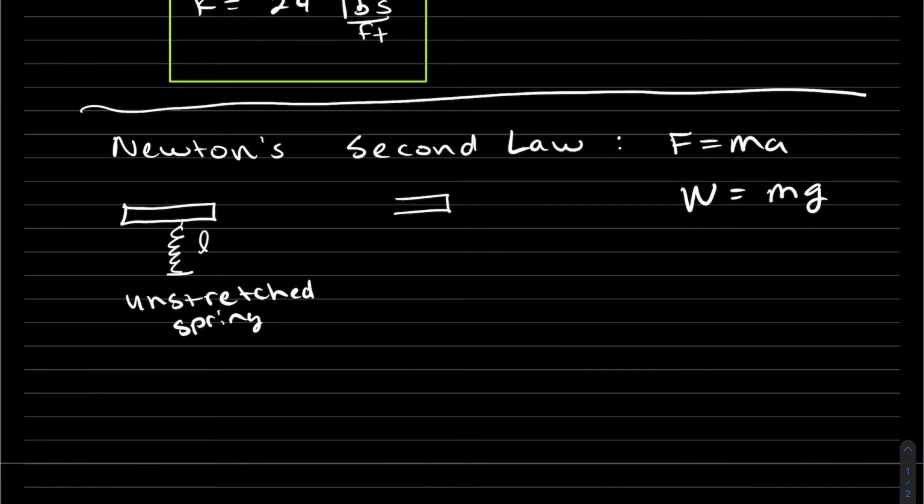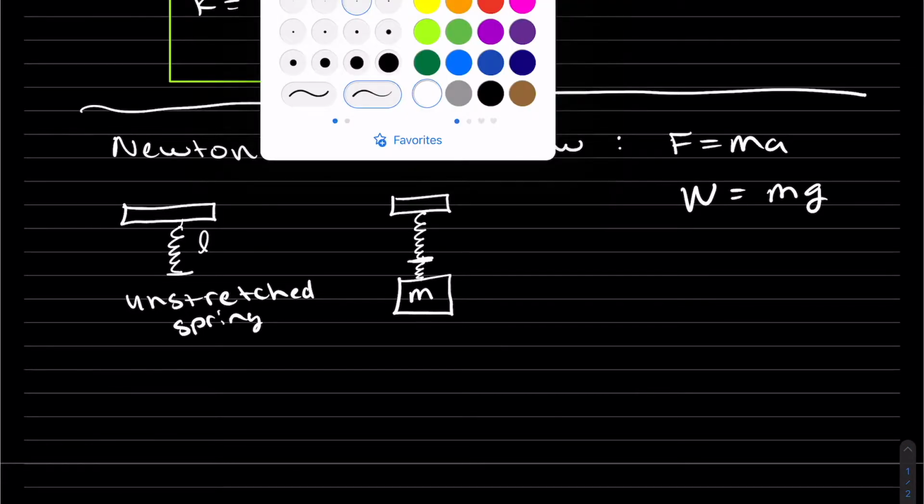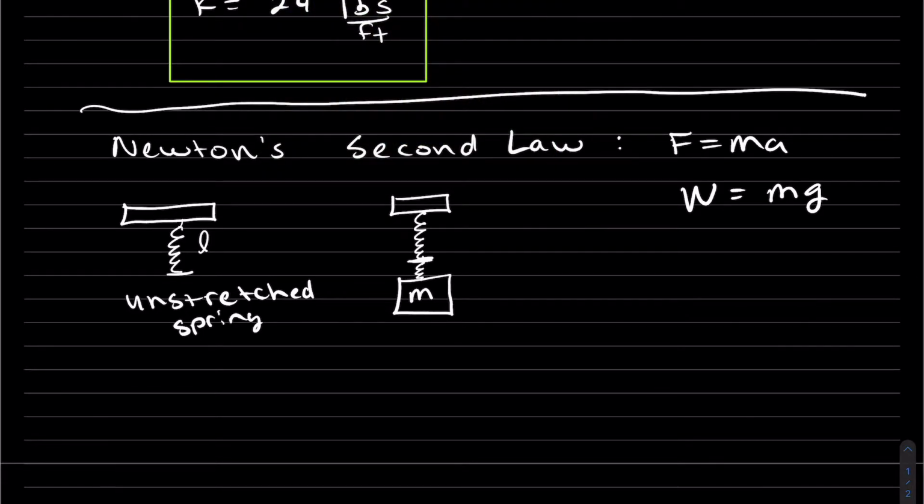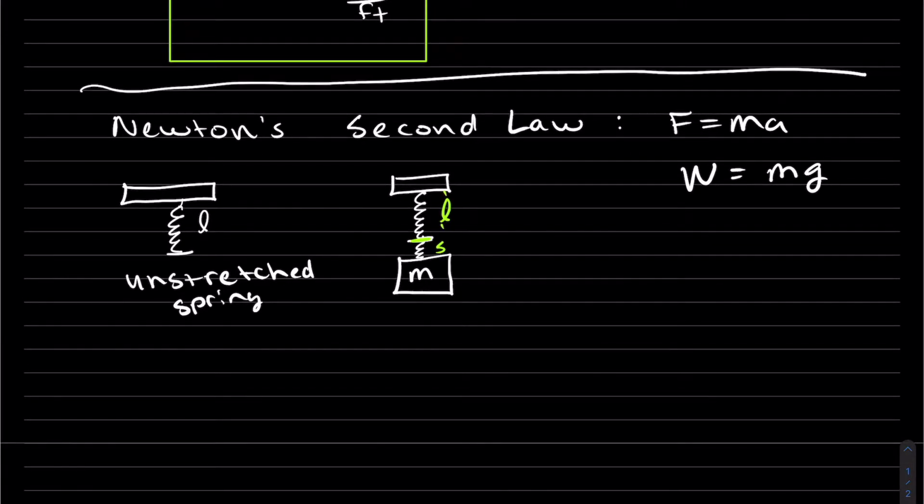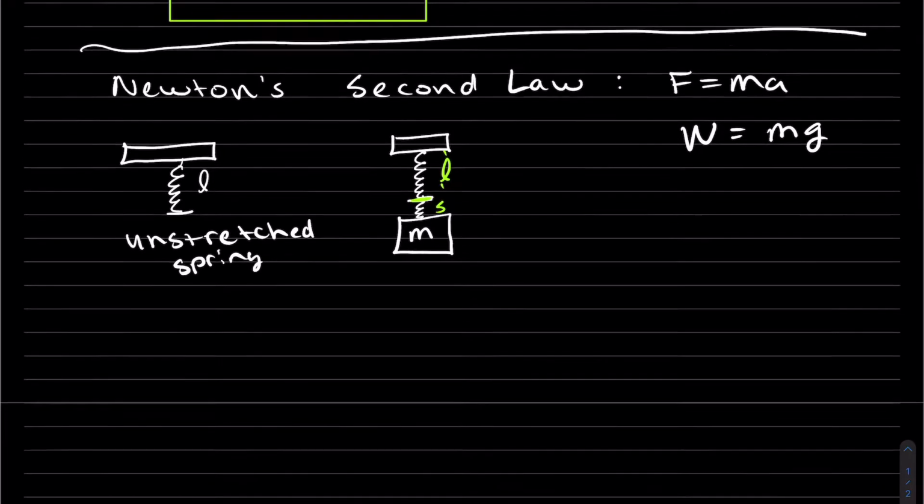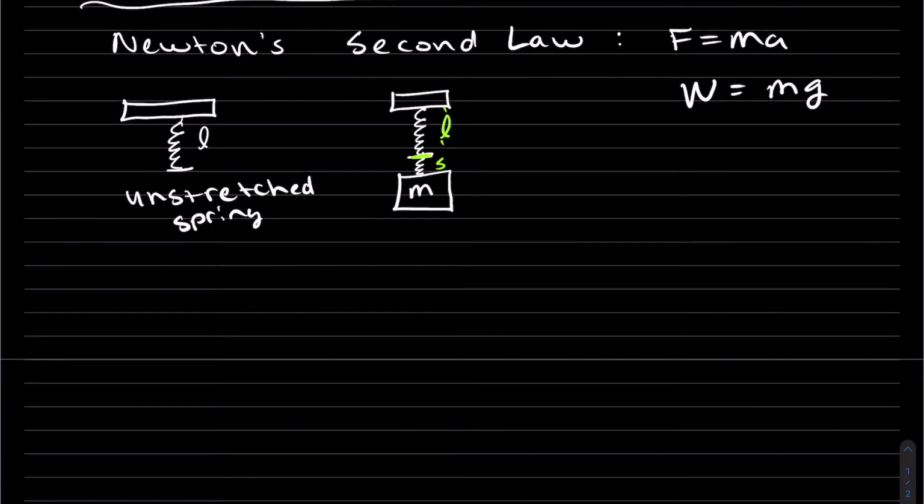Now, what we're going to do is take that spring and hang a mass on it. I've done a little marker here, and we've got L and then S. L is from here to here, and S is the rest of it. So S is the additional length that the spring was stretched when the mass is on it. So I'd like to talk about equilibrium.